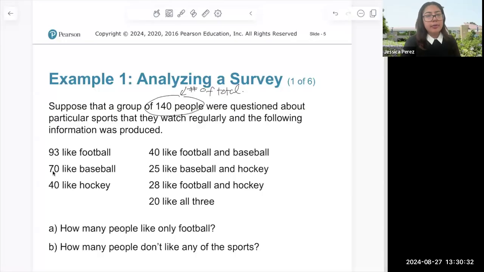So we know that 93 people like football, 70 like baseball, 40 like hockey, 40 like football and baseball, 25 like basketball and hockey, 28 like football and hockey, and 20 like all three. How many people like only football? And how many people do not like any of these sports? In order for us to answer questions A and B, we are going to be creating a Venn diagram.